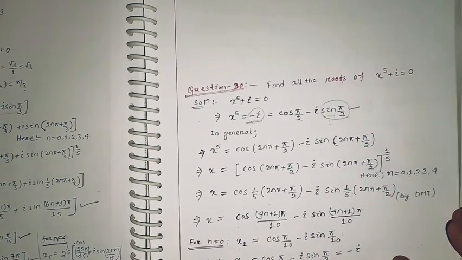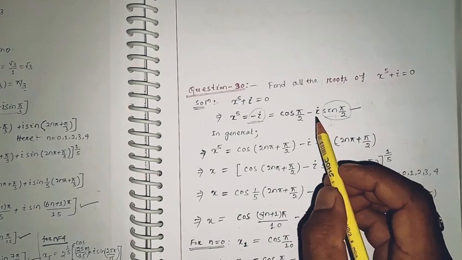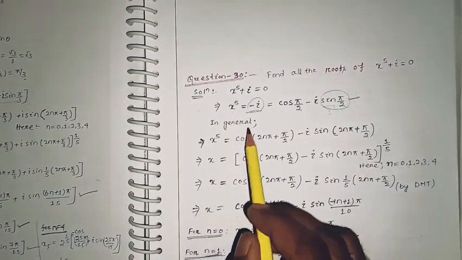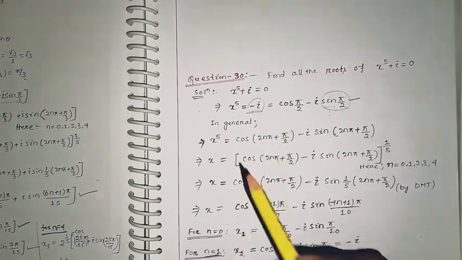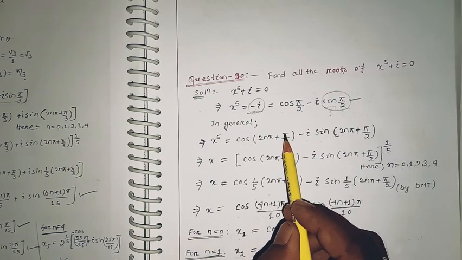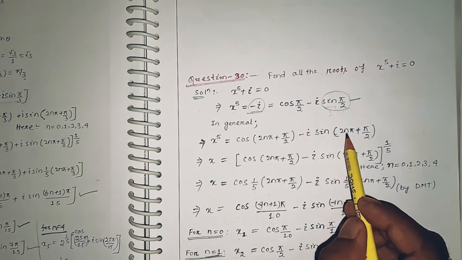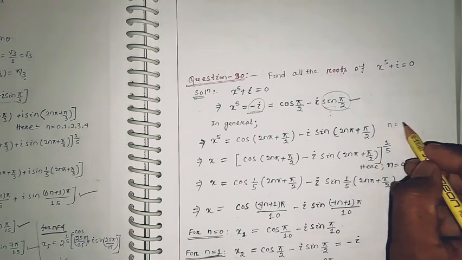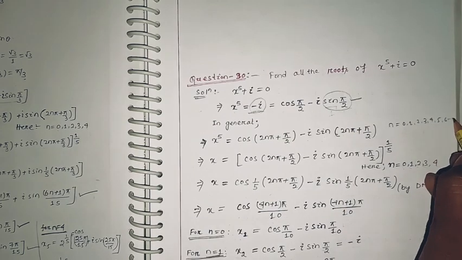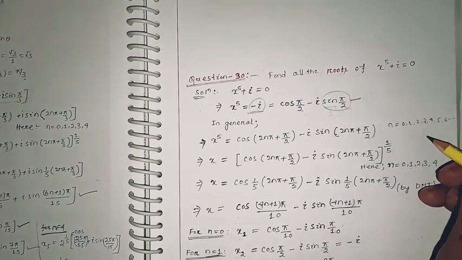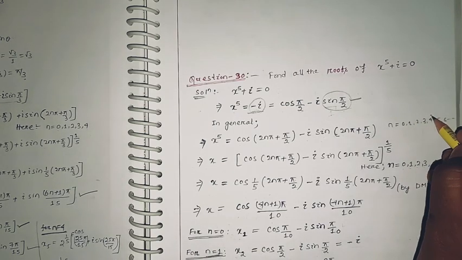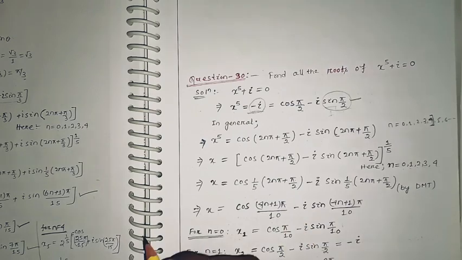But as we have to find 5 roots, we need to write this in general form. In general, x to the power 5 will be equal to cos (2n pi plus pi by 2) minus i sin (2n pi plus pi by 2). Here n can be taken as any integer, 5, 6 and so on. But as we have to evaluate 5 roots, we have to consider up to n equal to 4.